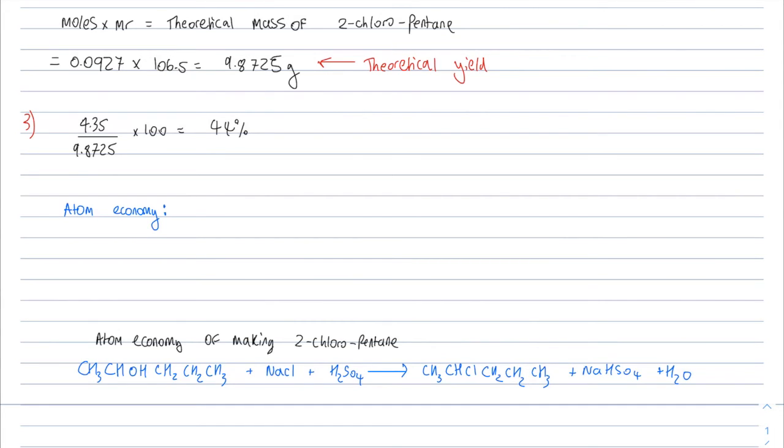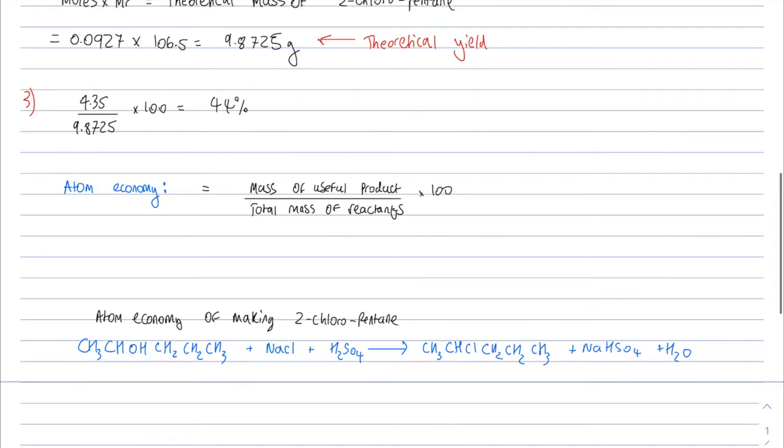And a formula you can use to calculate atom economy is mass of useful product divided by total mass of reactants multiplied by 100. Now, when it says total mass, you can actually use molecular mass in this example.